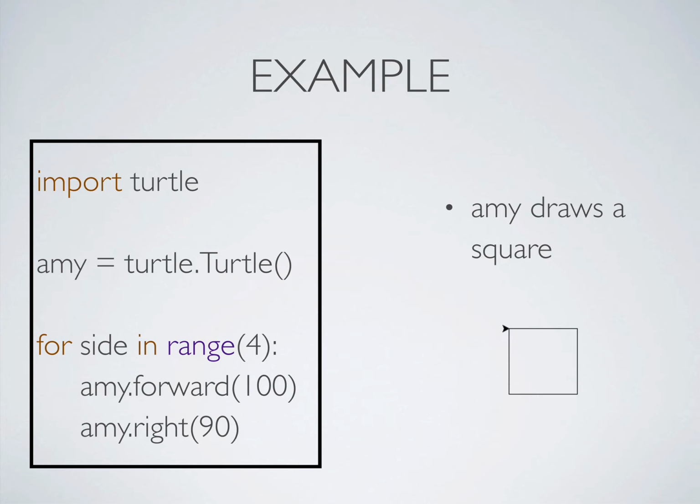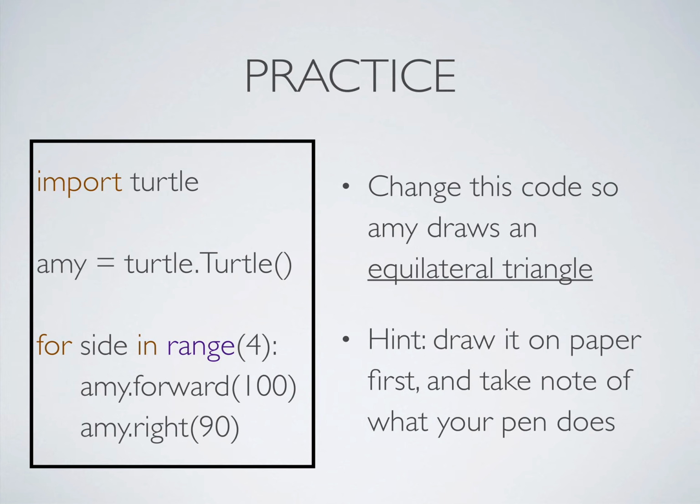Alright, so I want you to take a minute and change this code, and you can do it by typing it out. That's totally fine. You can do it directly into IDLE. Change this code so that instead of drawing a square, Amy's going to draw an equilateral triangle. And the hint that I'm going to give you is to draw an equilateral triangle, meaning a triangle that has all equal side lengths and side angles.